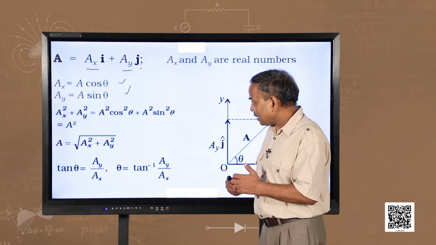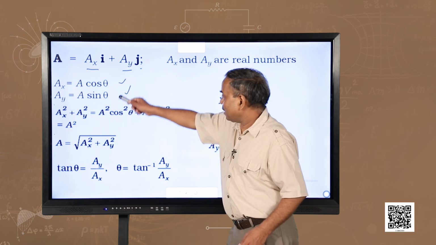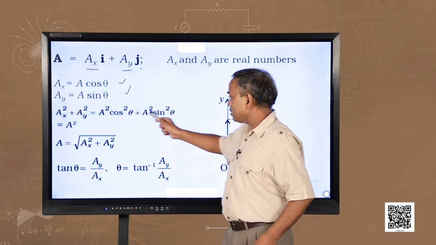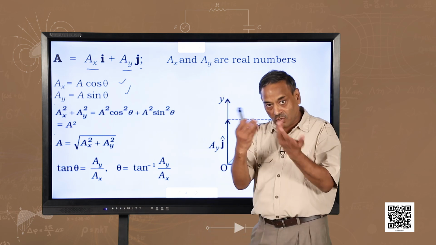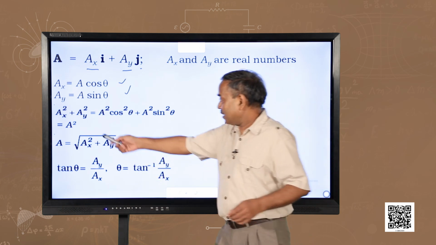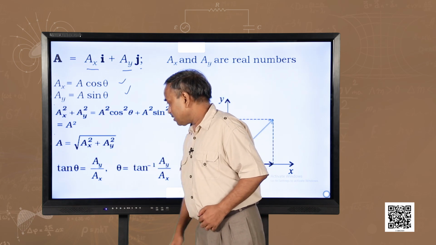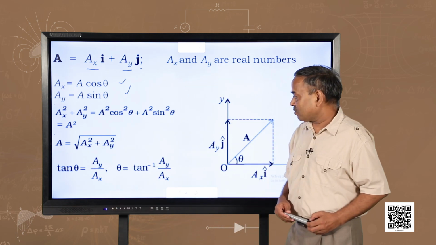Now, look at the interesting mathematics of it. Ax square plus Ay square is nothing but A square cos square theta plus A square sin square theta. Cos square theta plus sin square theta is unity, equal to 1, we know it by simple trigonometric relationship. So this is equal to A square, or A is equal to the square root of Ax square plus Ay square.